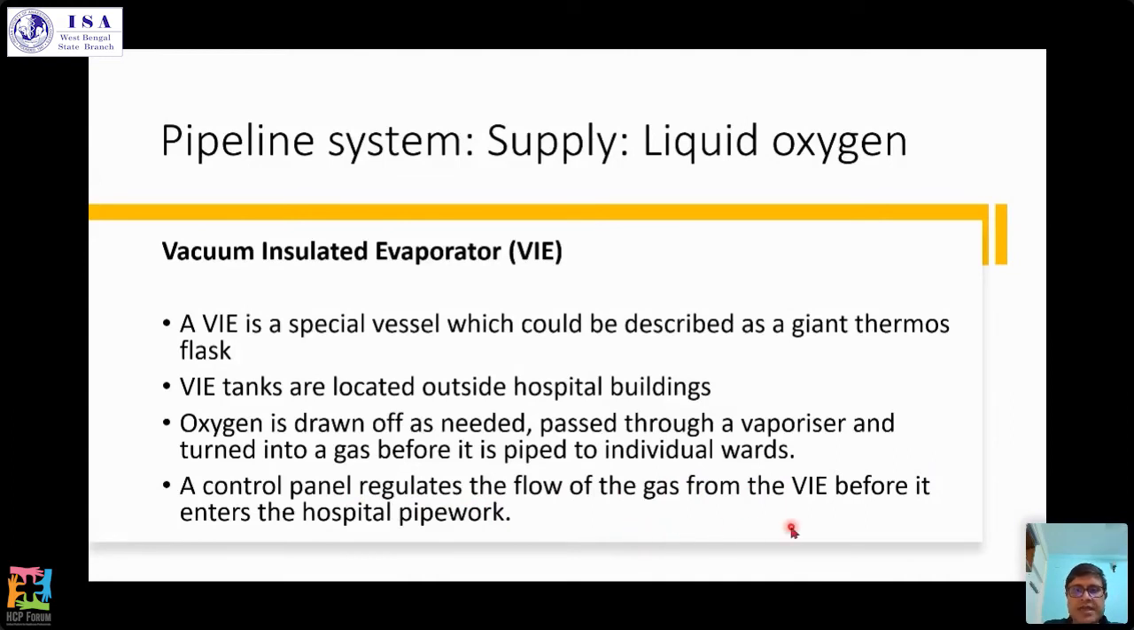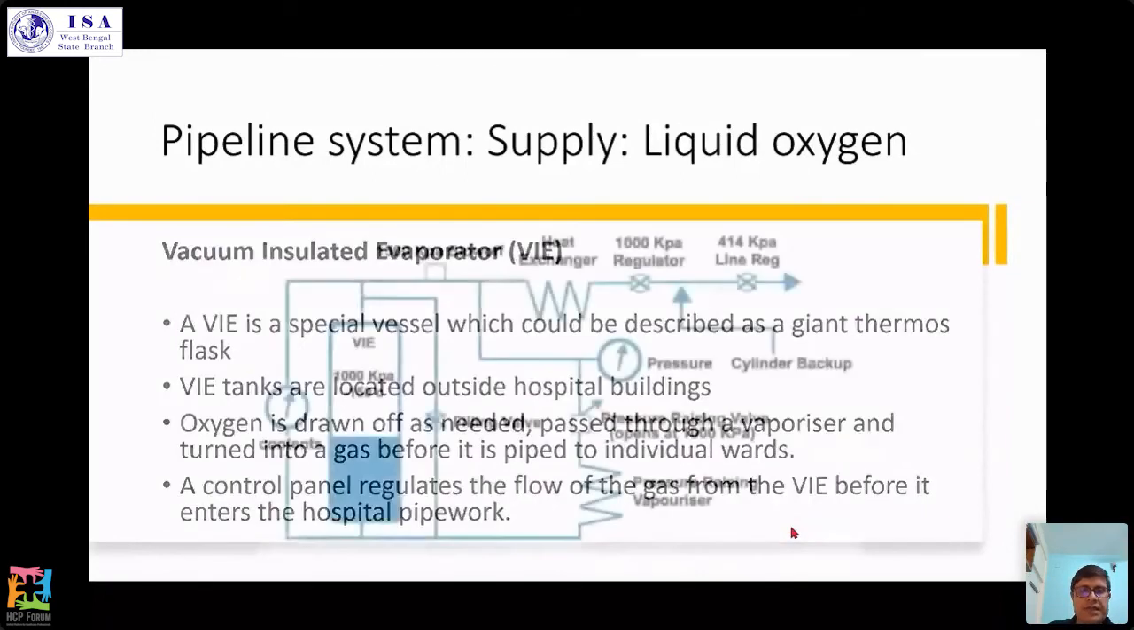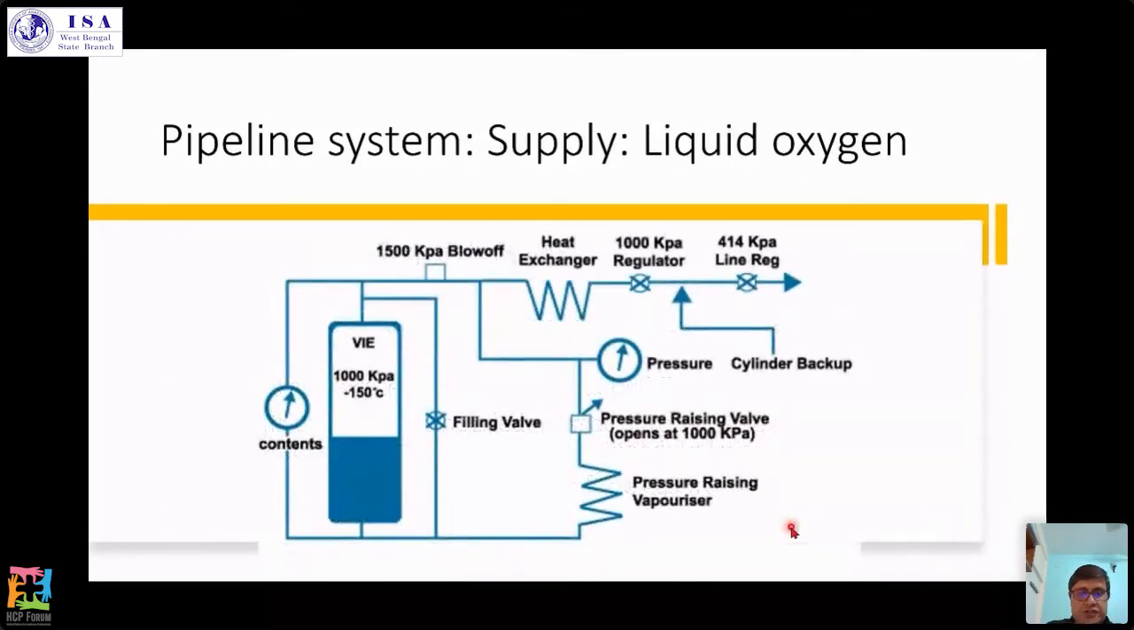And there's a control panel that regulates the flow of the gas from the VIE, the vacuum insulated evaporator, before it enters the hospital pipeline. This is the structure, and this will also tell us how these things are maintained. So what we have here is this vacuum insulated tank. This blue portion is the liquid oxygen.